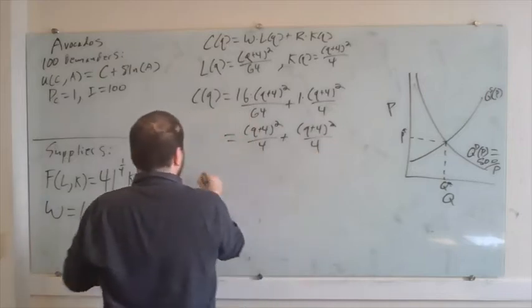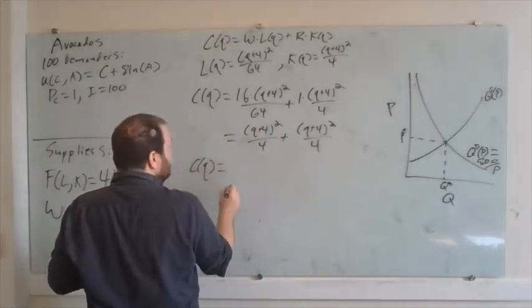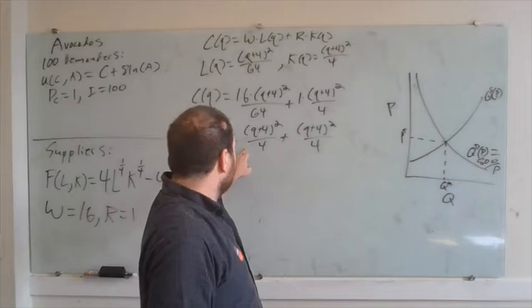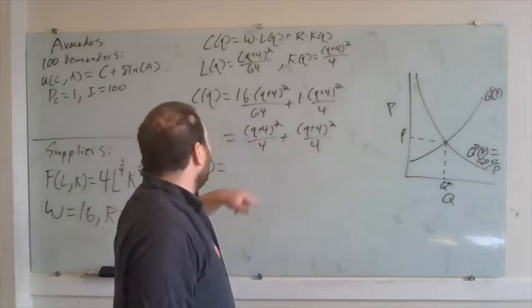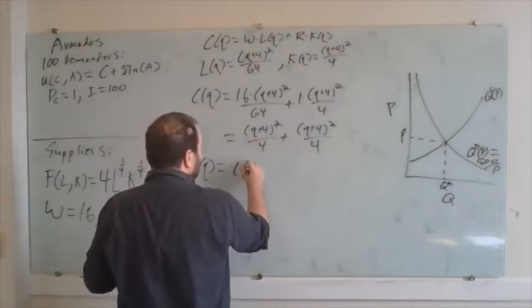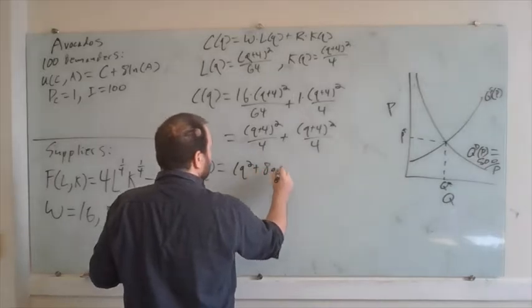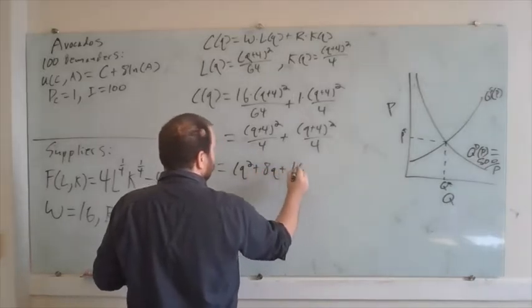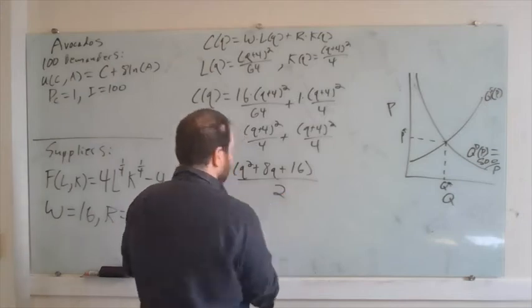So our final C of Q is, of course, just Q plus 4 squared over 2. I'm going to expand this out to be Q squared plus 8Q plus 16 over 2. Awesome.